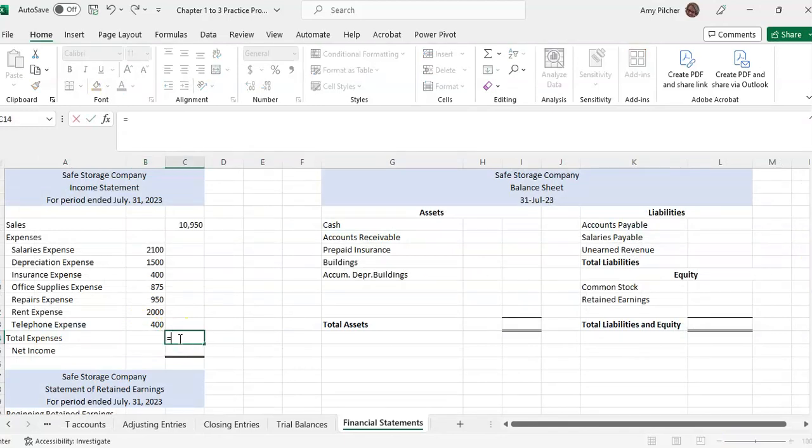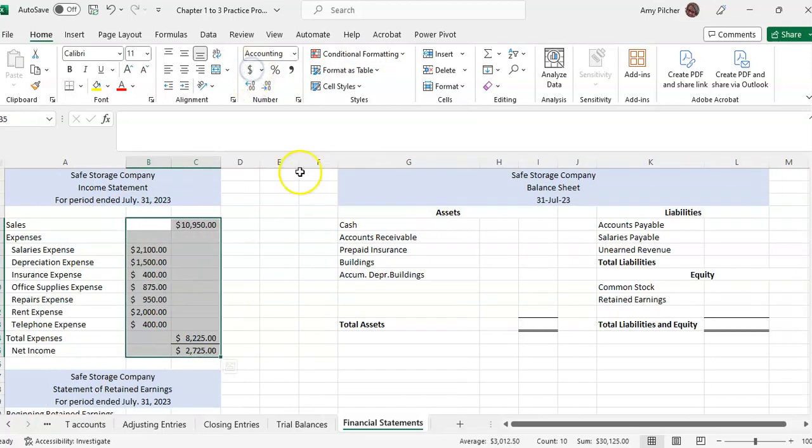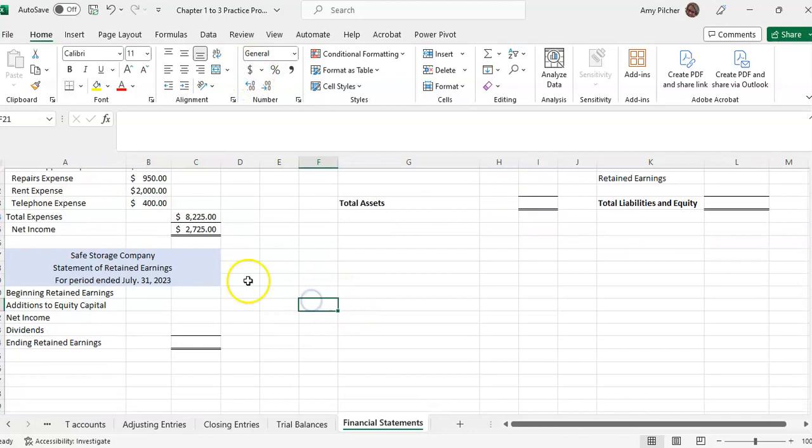Our total expenses added together. And then our net income is sales minus expenses. So we have a net income of 2,725. Okay. So we would then, we have 0 in our beginning retained earnings.